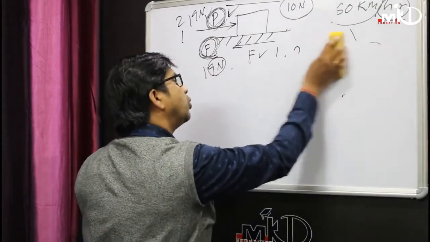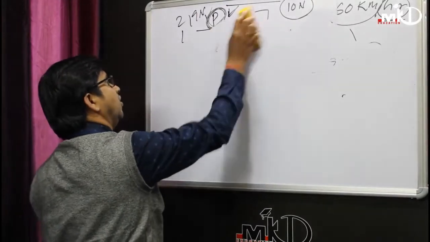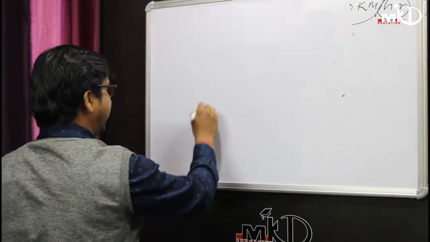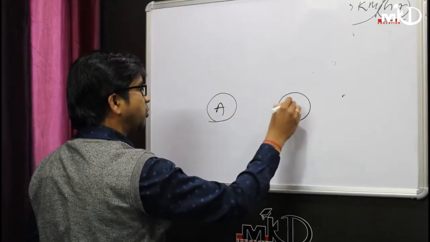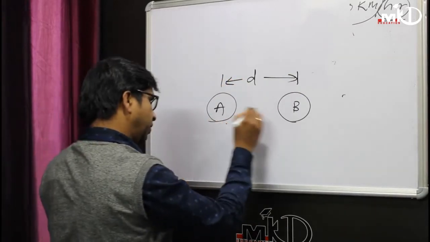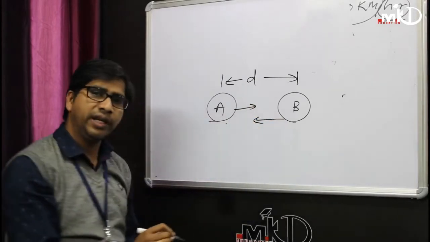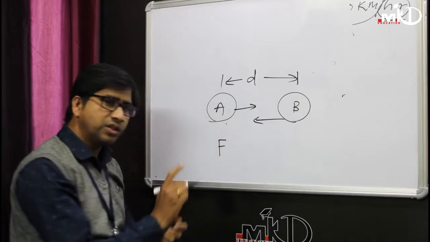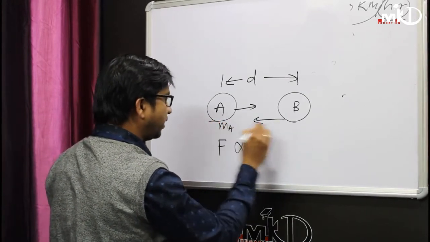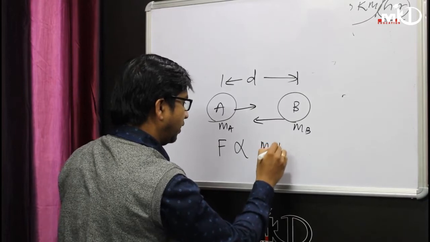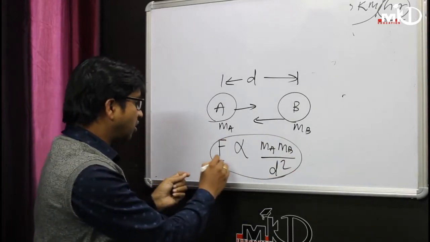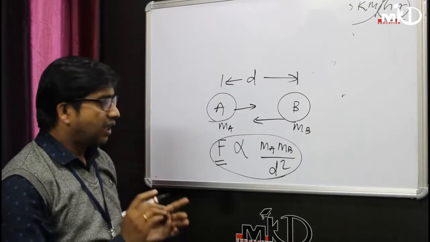Each object puts equal forces upon other objects. That means, just as an example, if a body is A and another body is B, and these two bodies are separated by a distance of d, then according to Newton's law, A applies a force on B, and B also applies a force on A. That force is nothing but the law of force of gravitation, and it is proportional to the masses of A and B, let's say mA and mB, divided by d square. So as per Newton's law of gravitation, this is the formula.